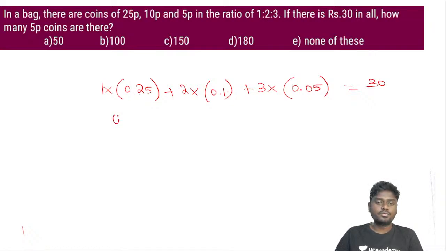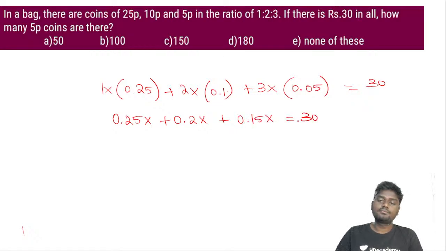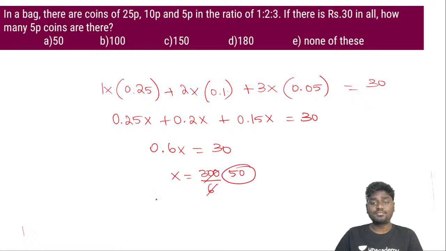So you get what exactly? 1x of 0.25 you do, you get 0.25x plus 0.2x plus 0.15x equal to 30. And if you just add this up, you get 0.6x is equal to 30. And the value of x will be ultimately 300 by 6 you do, you get exactly 50. Value of x is 50.